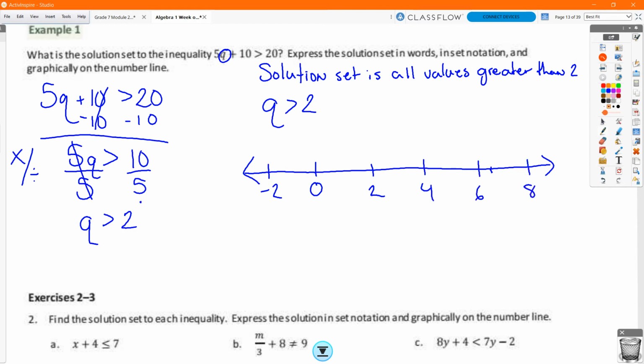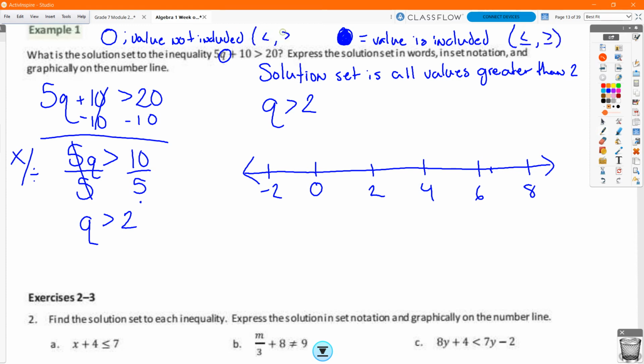And here's 8. Now, you need to remember two things: open circles and closed circles. Open circles mean the value is not included in the solution, and a closed circle means the value is included. You'll normally see a closed circle on less than or equal to and greater than or equal to. You'll see open circles on less than and greater than.